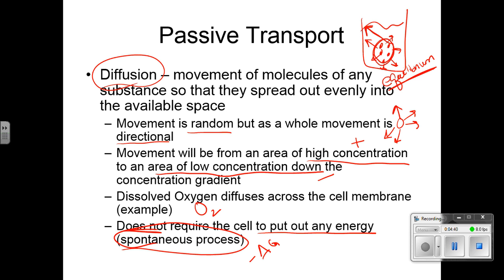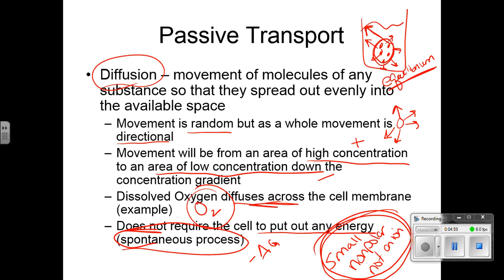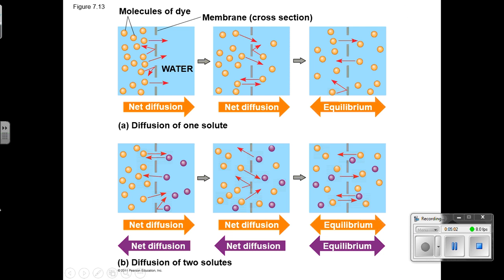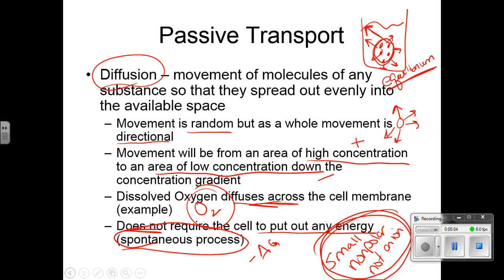Dissolved oxygen is something that can easily diffuse across the membrane. Why? Because it's small, it's nonpolar, and it's not an ion. These are the things that can typically diffuse across the cell membrane. Things that are small, nonpolar, and not ions. Now, what do we mean by small? Well, oxygen only has 2 atoms. That's pretty small. Glucose can diffuse across the membrane. It's pretty small. It only has 12 plus 12, 24 atoms total.